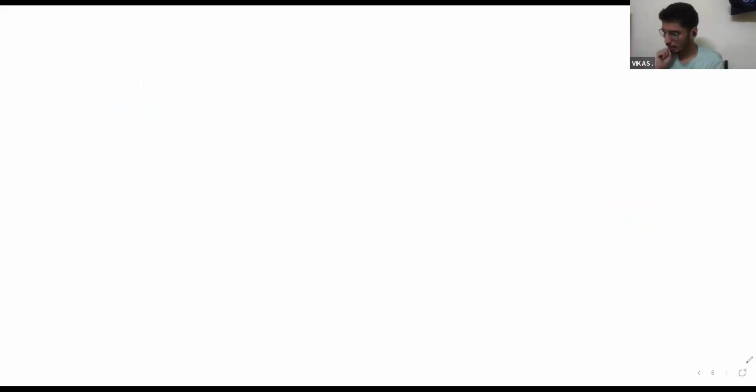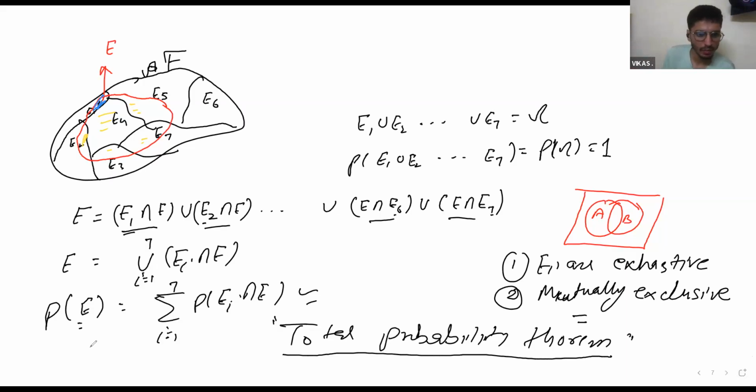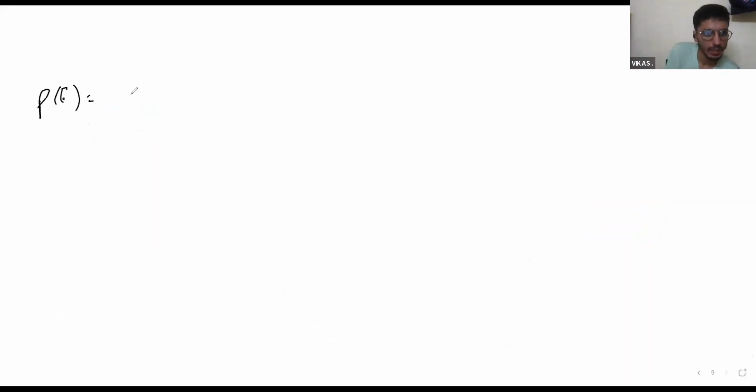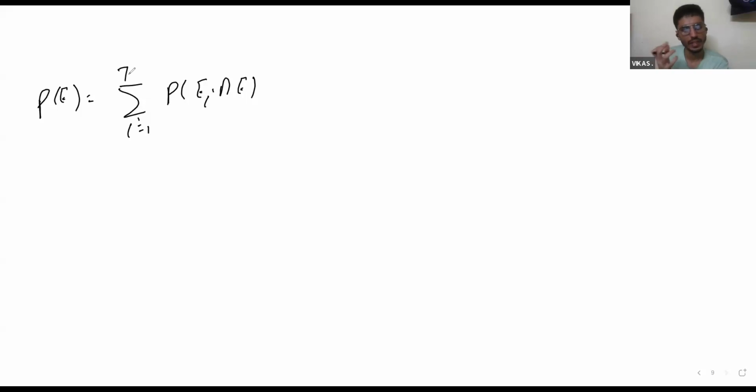Before that, an important point. Keep in mind that what we have taken here, the probability of E, is the sum of probability of Ei intersection E, with i from 1 to 7. I am just taking this 7 to clarify the concept. Whenever we have a partition, it's not compulsory that it will have 7 parts. It may have 7, 8, 10, or infinite, but always countable. We can assume that at this point.